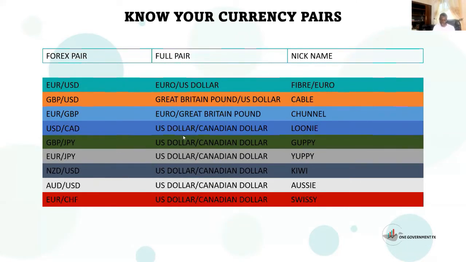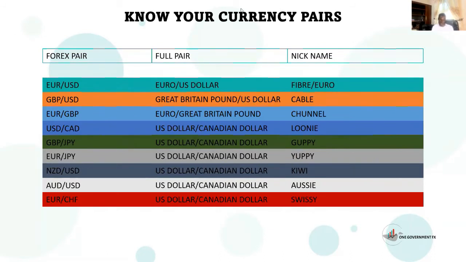We have the USD/CAD, that's the US dollar against the Canadian dollar. Okay, sorry, I had a little error there. We have the GBP/JPY, the British pound against the Japanese yen. We'll correct that before sending the PDFs. We have the EUR/JPY, that's the euro against the Japanese yen. The nickname here is the Guppy. The NZD/USD, the NZD stands for the New Zealand dollar against the US dollar. The nickname here is Kiwi.